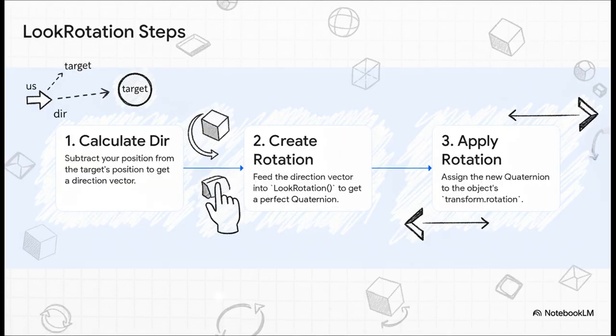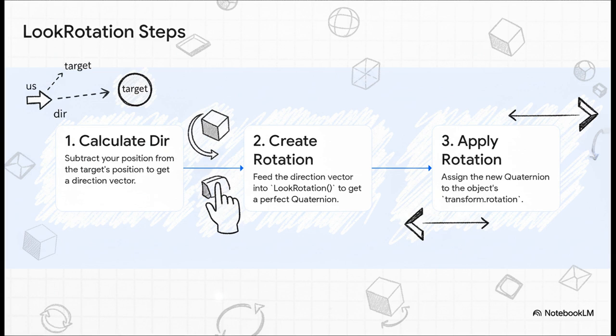Okay, let's break down that Update method line by line. First, Vector3 dir = target.position - transform.position. A little vector math here. If you subtract your start point from your end point, you get a vector that points from start to end. So this line gives us the exact direction from our object towards our target. Next, Quaternion rot = Quaternion.LookRotation(dir).